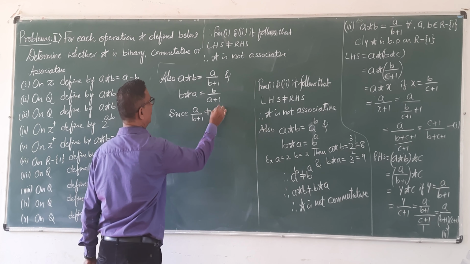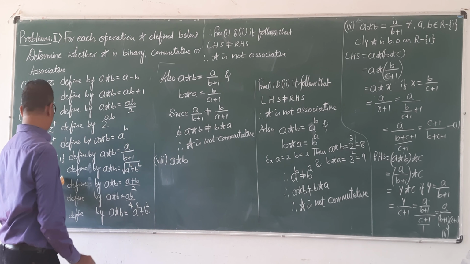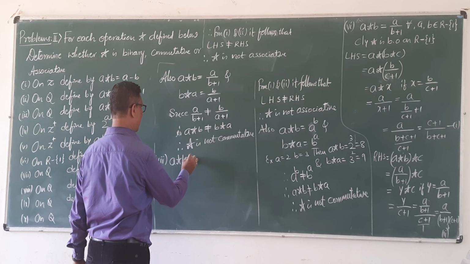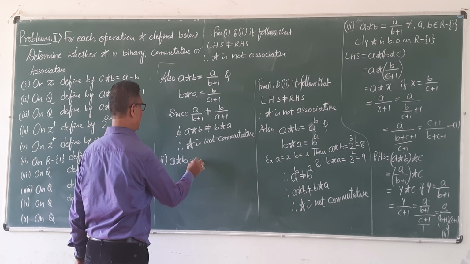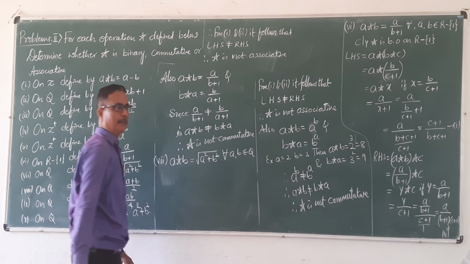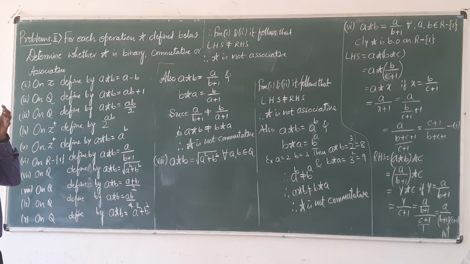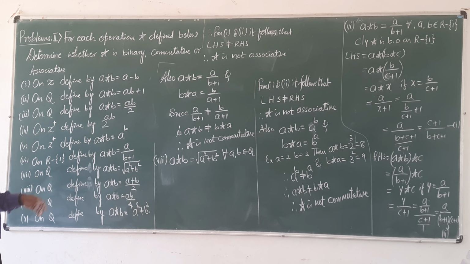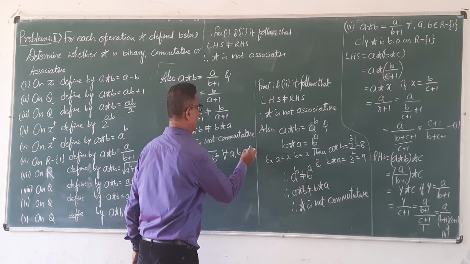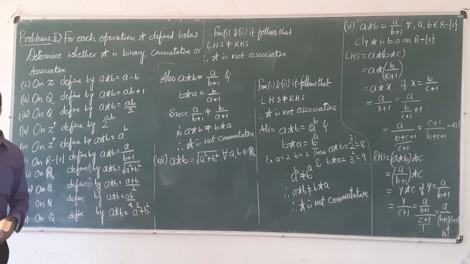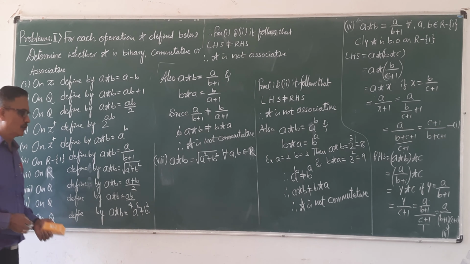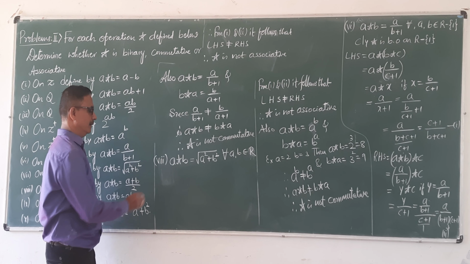Clear? Now one more problem, an even problem, the seventh one. On the set of rational numbers, defined by A star B is equal to square root of A square plus B square, for all A and B belonging to rational numbers. Right? Check. On the set of, not rational numbers here, real numbers. For all A and B belonging to real numbers, verify whether it is associative, commutative and binary.